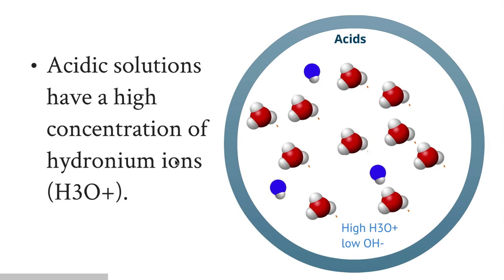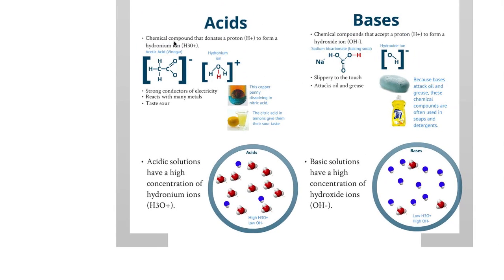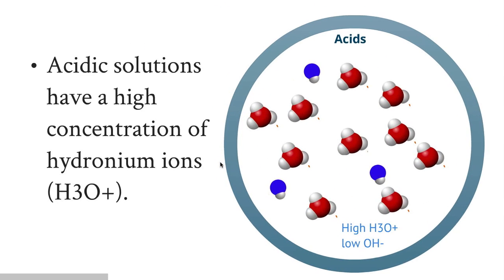Now, acidic solutions have high concentrations of hydronium ions, high concentrations of H3O+. This is a model of an acidic solution. You have a lot of H3O+ ions, but you only have a little bit of hydroxide ions, OH-. Why is that? Because acids, remember, are donating protons to form hydronium ions. So if I have a bunch of these molecules giving away their protons to make a bunch of these, then I'm going to have something that looks like that.